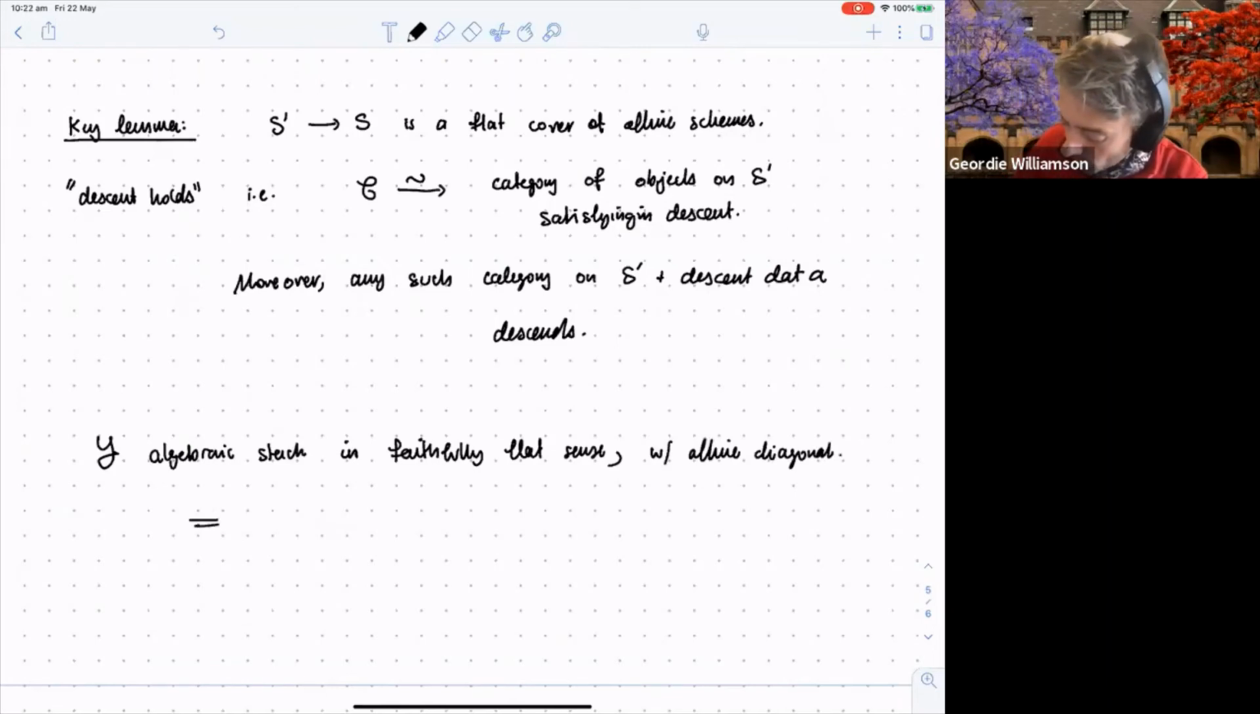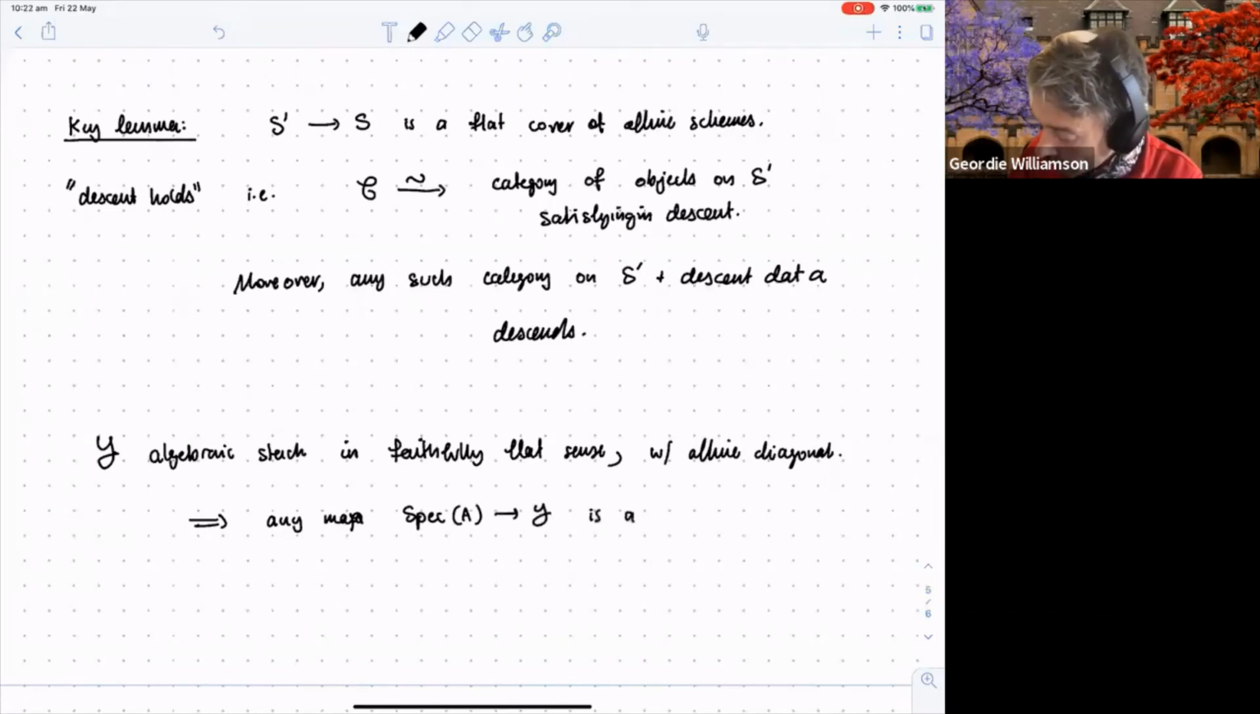And the key property that we'll use here is that any map from spec A to Y is affine. And now I want to recall Emily's discussion from the IFS talk. So I'll just wait a little bit and then move slides.